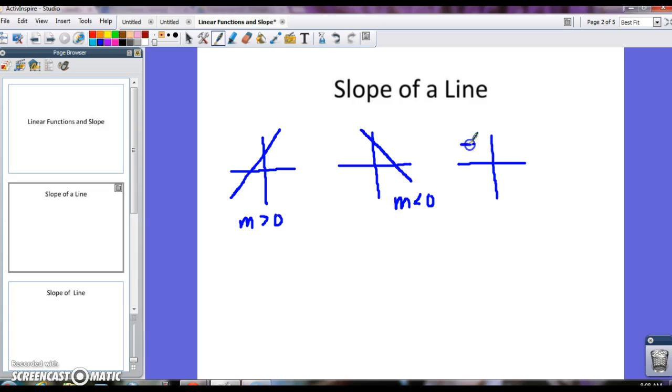When you have a horizontal line, you have a 0 slope, so slope is equal to 0. And when you have a vertical line, so let's say I have a vertical line, my slope is undefined. So those are the 4 different scenarios you can have for slope.